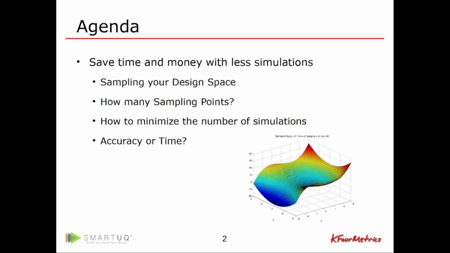number of simulations. So, when you think of reducing the simulations, the questions that come to our mind are how many sampling points I need to consider to cover the design space, how I can reduce my simulations, and doing so, am I trading off accuracy over time. Now, before going ahead, let's look at what is design space and what are sampling points.